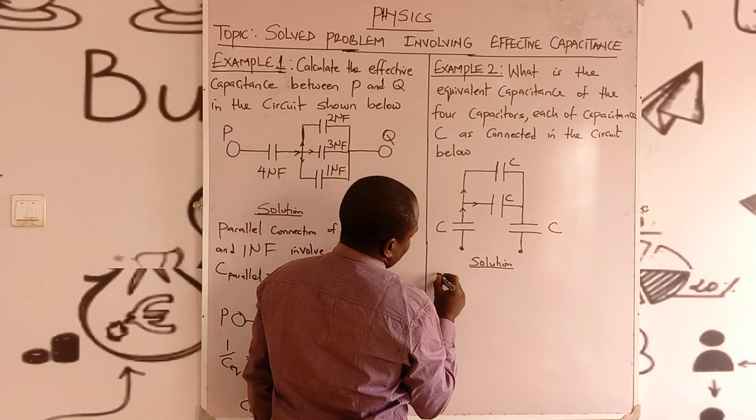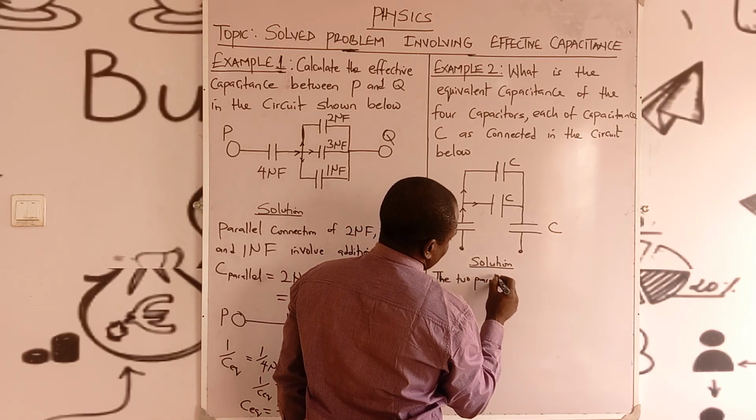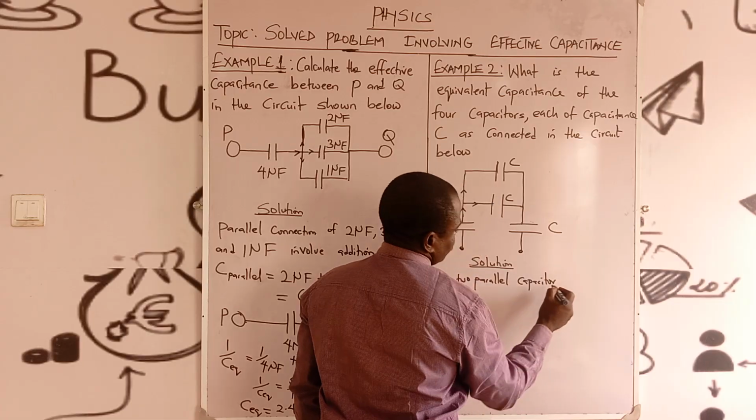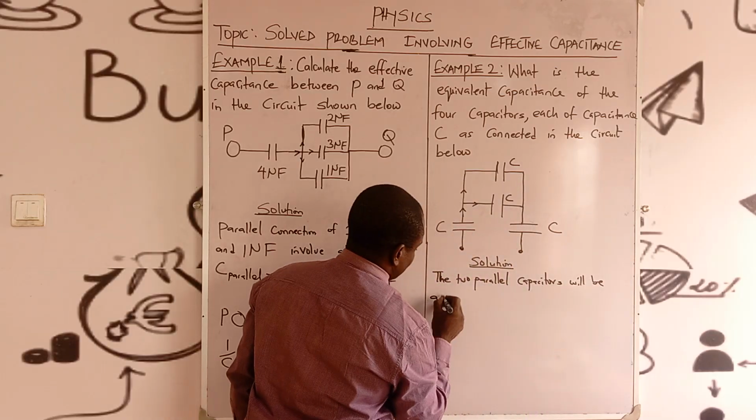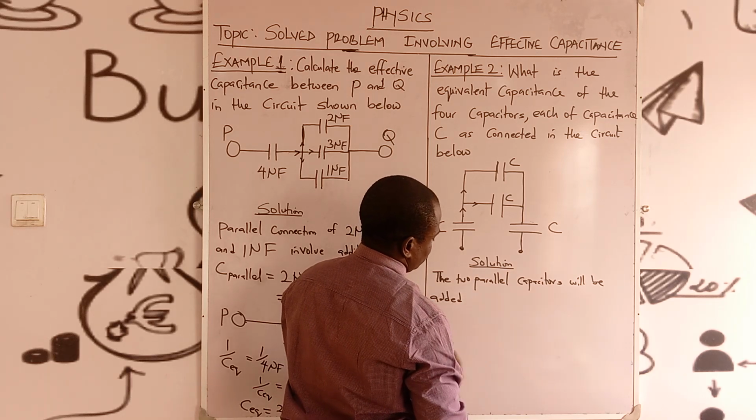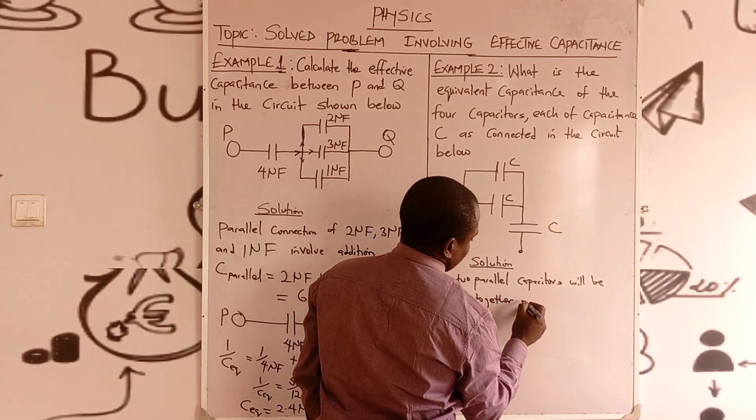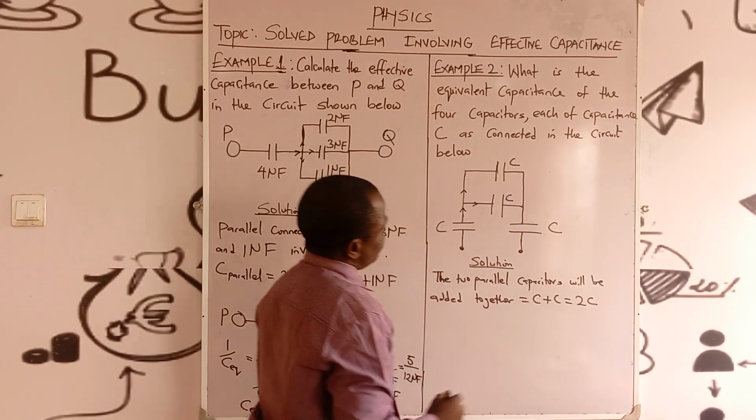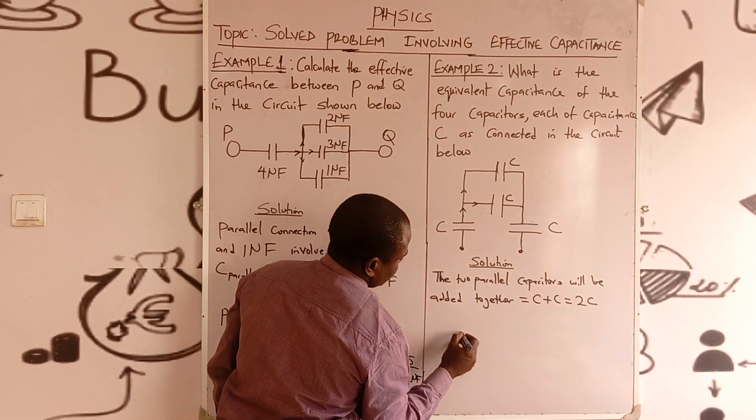The two parallel capacitors will be added together, which equals C plus C equals 2C. Okay? Now when you add them, because they're in parallel, the circuit will now be like this.